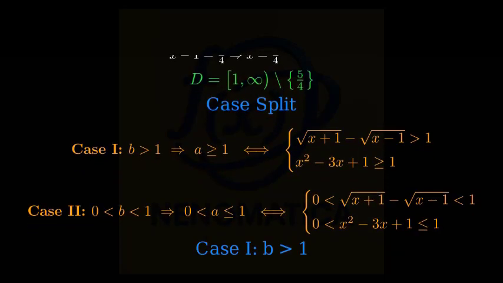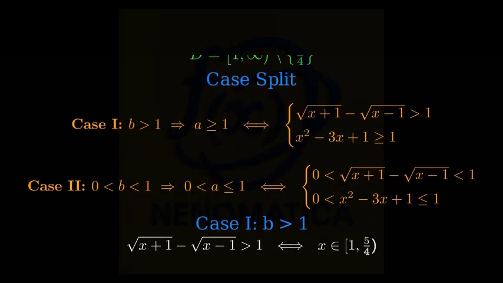Case 1. Base greater than 1 implies the system: base greater than 1 and argument greater than or equal to 1. First, solve the base inequality. Square root of x plus 1 minus square root of x minus 1 greater than 1. From our equality analysis, the base equals 1 at x equals 5/4, and the base is decreasing in x. So b greater than 1 corresponds to x in the interval from 1 inclusive to 5/4 exclusive.